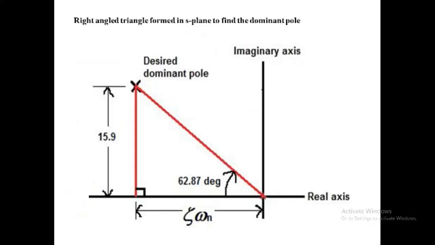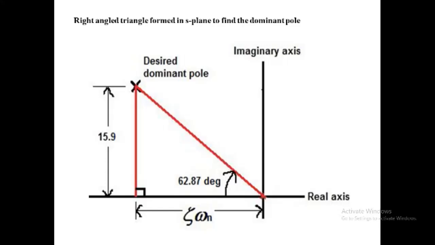So what is the value of this tan? Tan of 62.87 is equal to 15.9 upon sigma omega n. And when you calculate using a scientific calculator, you get the value equal to 8.147. Therefore, the dominant poles for the desired transient response specification of a peak time of 0.1976 seconds are minus 8.147 plus or minus 15.9j.